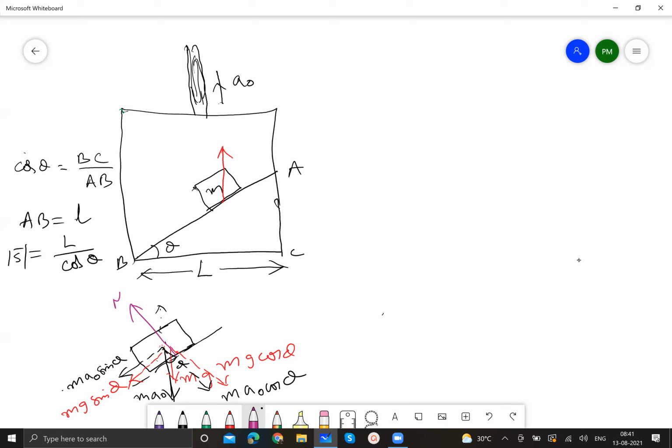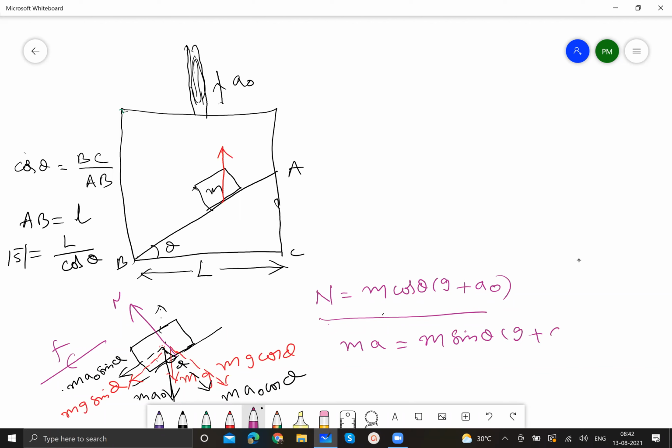So directly from the diagram, N is equal to m into cos theta into g plus a naught, and this will be the accelerating force in downward direction. Therefore, the accelerating force on this block on the inclined plane is m sine theta common into g plus a naught. So on cancelling, you are getting a is equal to g plus a naught into sine theta.